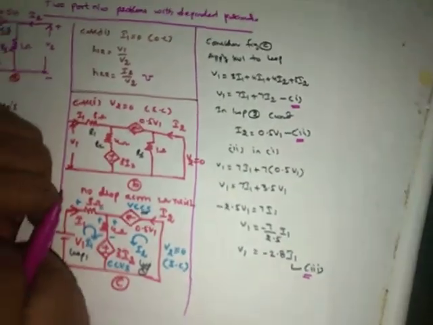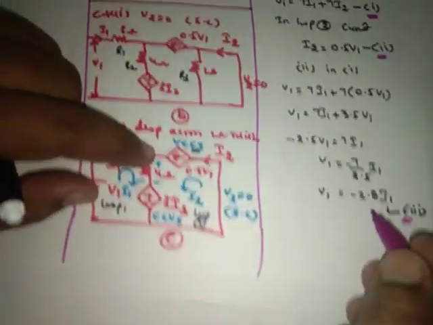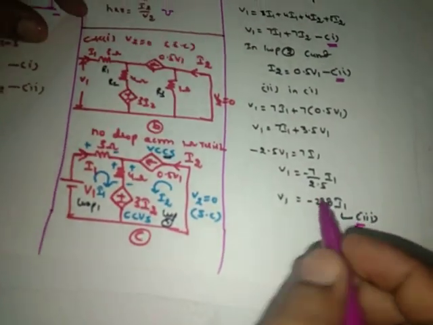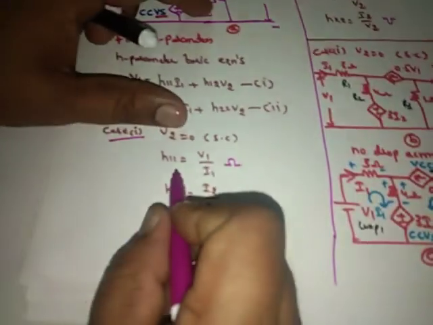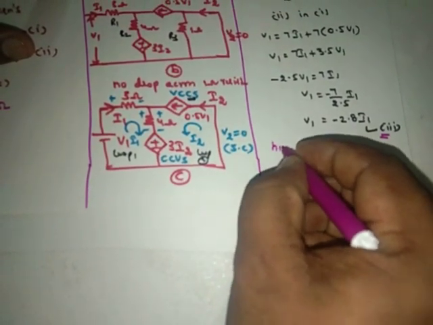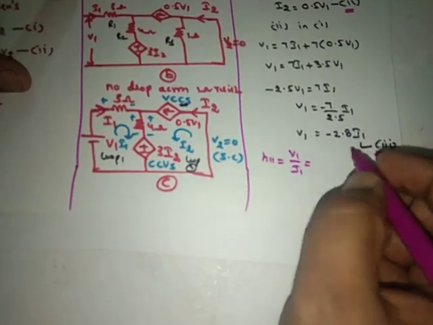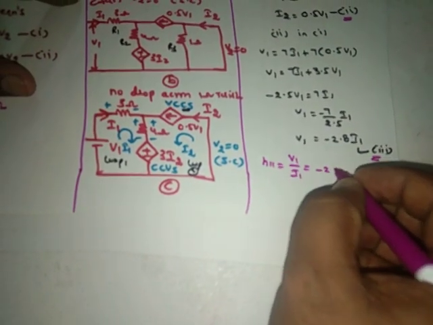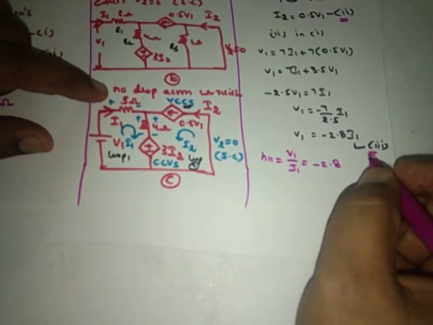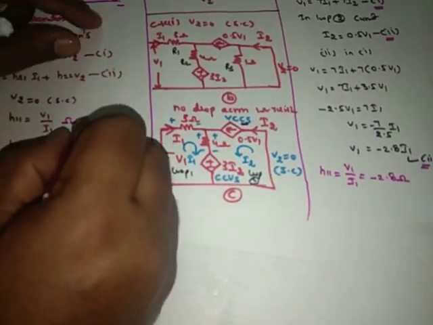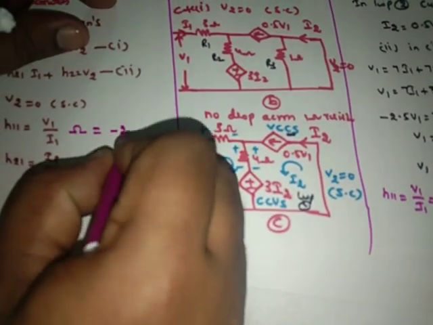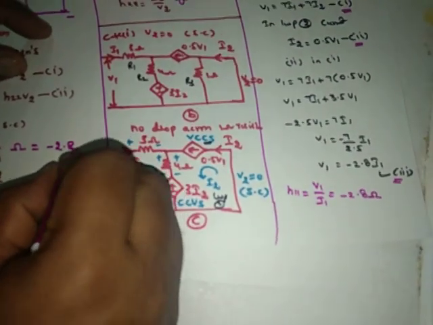Now from 3, what is H11 here? H11 is equal to V1 by I1. From this one, simply that is equal to minus 2.8 ohms. So one parameter is H11 is equal to minus 2.8 ohms.